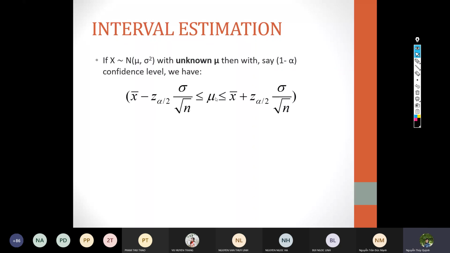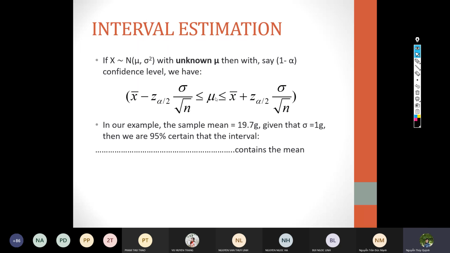For example, in this sample we have the sample mean x bar of 19.7, and given that we know the standard deviation of the population is 1 gram, then we can calculate the 95% confidence interval, with a level of significance of 5%. Can you help me calculate the confidence interval for mu in this case?